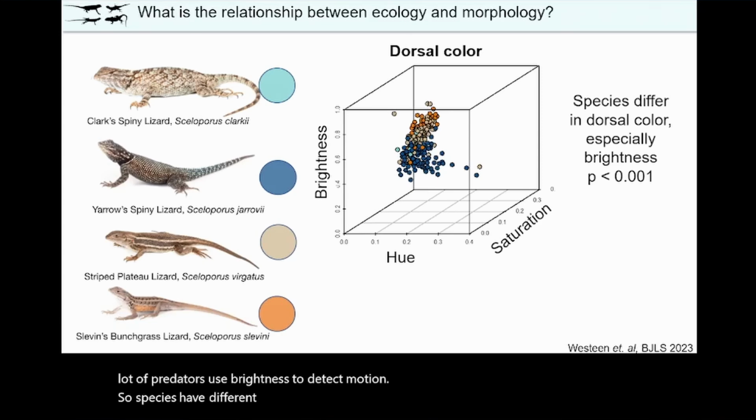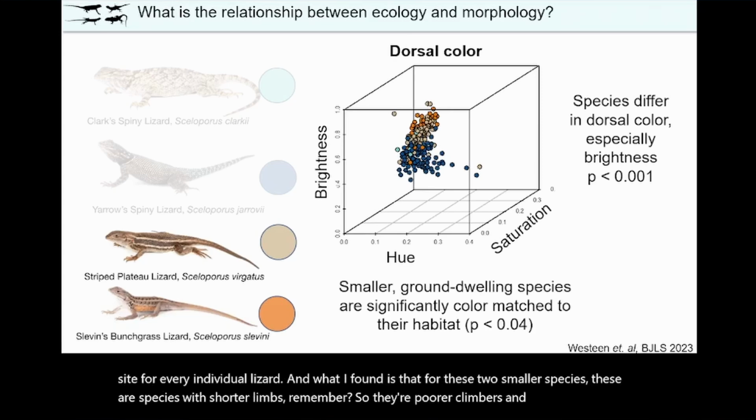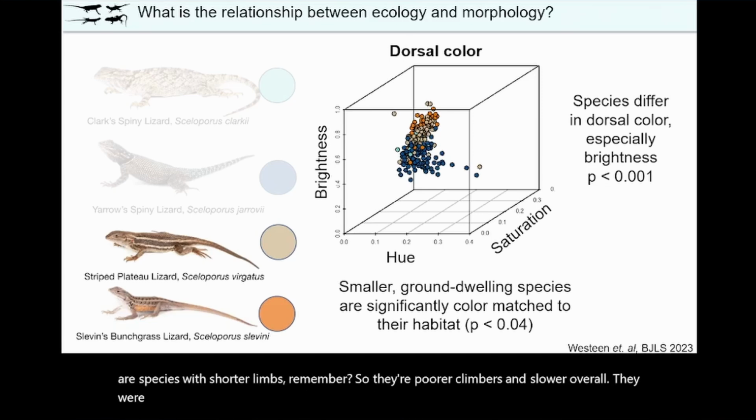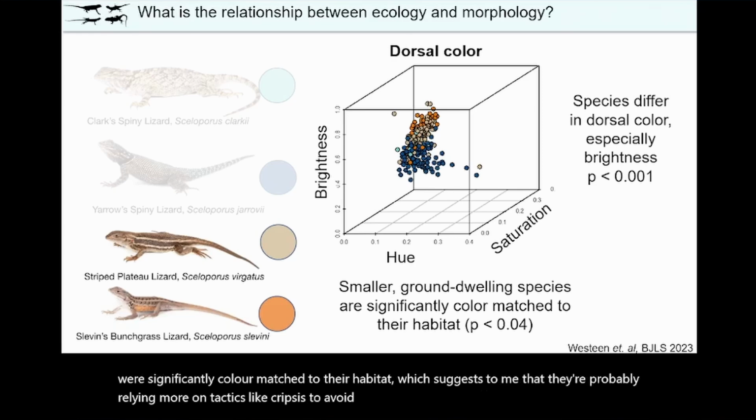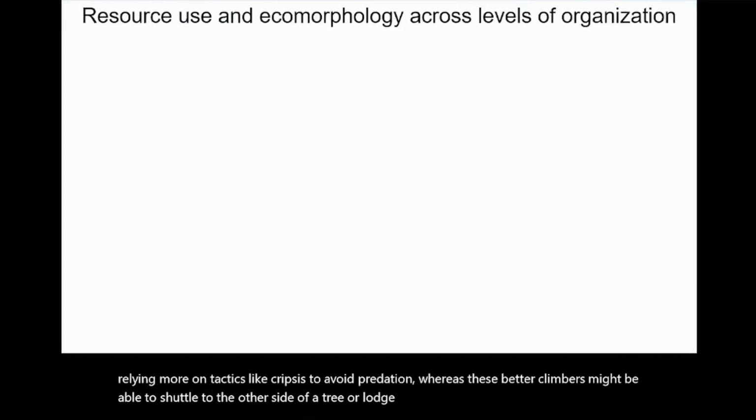And then I additionally looked at the color of the perch site for every individual lizard. And what I found was that for these two smaller species, these are species with shorter limbs, remember, so they're poorer climbers and slower overall, they were significantly color matched to their habitat. That suggests to me that they're probably relying more on tactics like crypsis to avoid predation, whereas these better climbers might be able to shuttle to the other side of a tree or lodge into a rock crevice.